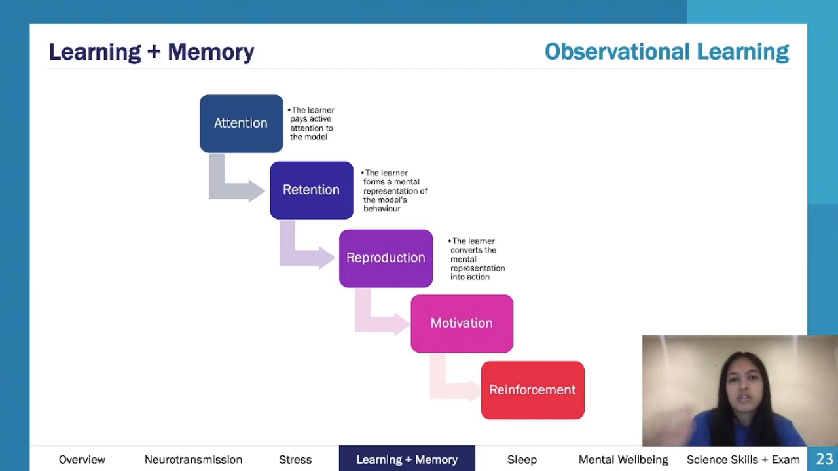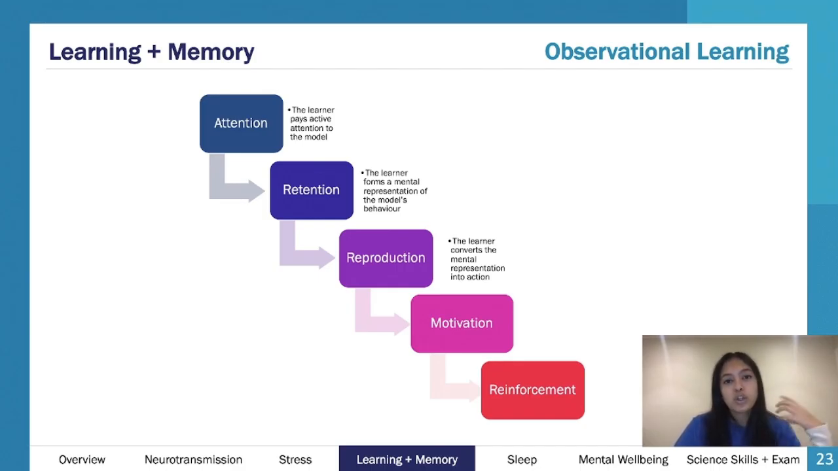So attention, you know what it is. You're paying attention to someone, you're looking at the model, and there are things that can influence someone's level of attention. If I like them, if they look like me, if I aspire to be like them, if they've got a high status, that sort of thing. And so the opposite would make me less inclined to pay attention to them.